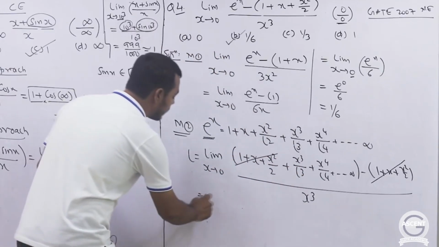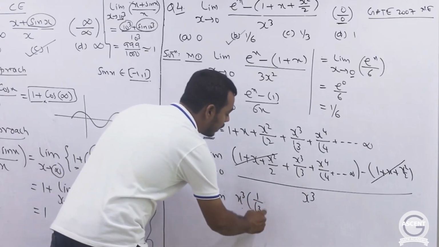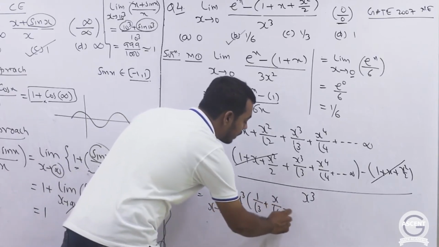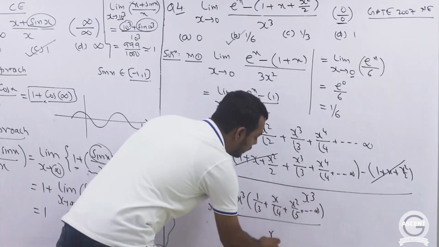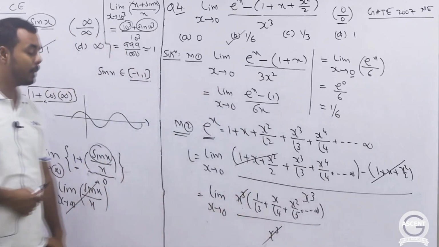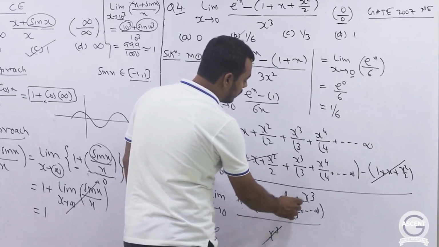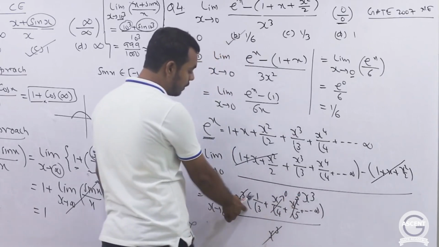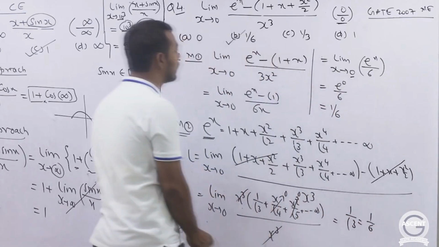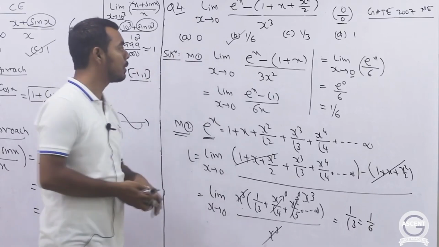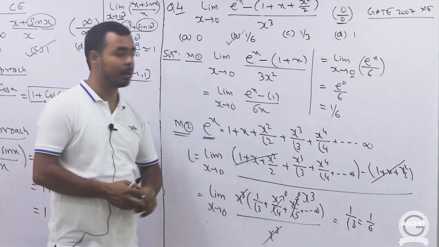So now you can write this as limit x tending to 0. Taking x cube common, you will get 1 by 3 factorial plus x by 4 factorial plus x square by 5 factorial up to infinity, and this divided by x cube. The x cube will cancel. Now if you place x equals 0, all these terms will become 0, right? So you will simply get 1 by 3 factorial, which is 1 by 6. So the correct answer is option B. You can solve this problem either using L'Hopital's rule or using the expansion of e to the power x.